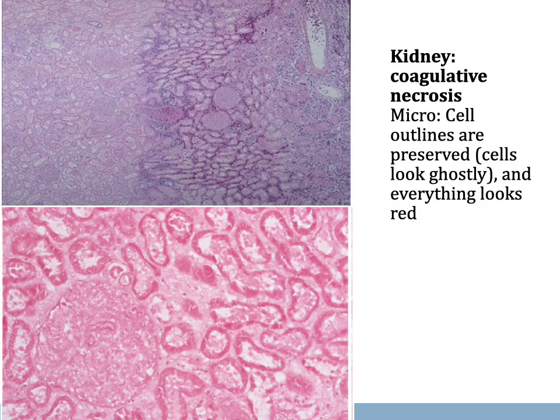So this is what it looks like under the microscope. Here you have the glomeruli and then the tubules here on the left. Now if you look at the high power magnification, you will see these very pink tubules, and you have a glomerulus here, but you cannot see nuclei anymore. So they are called ghost cells, and this is characteristic of an infarction.